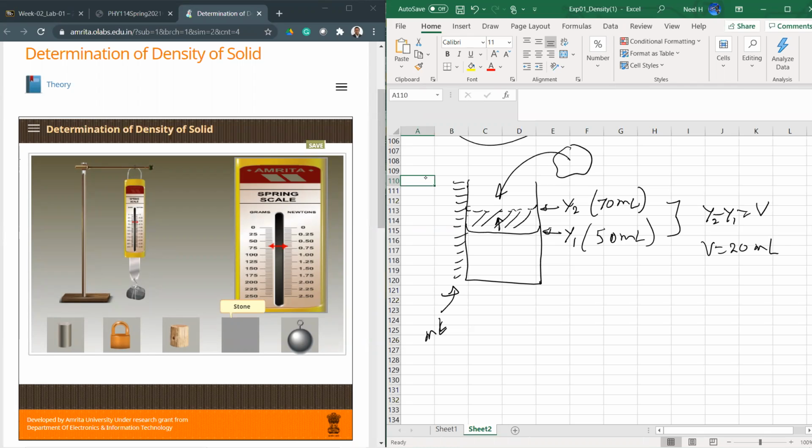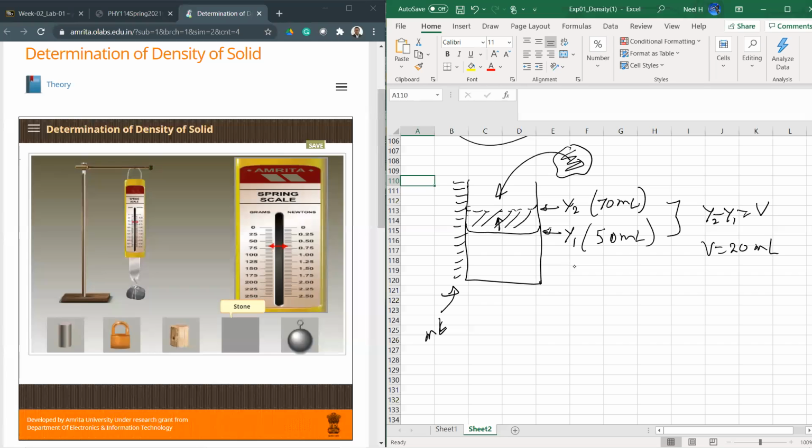So that method is very useful, because I don't need to care about the shape or the dimensions of the object at all. I just need a container with a scale attached to it. That's the method we're going to use in the simulator.